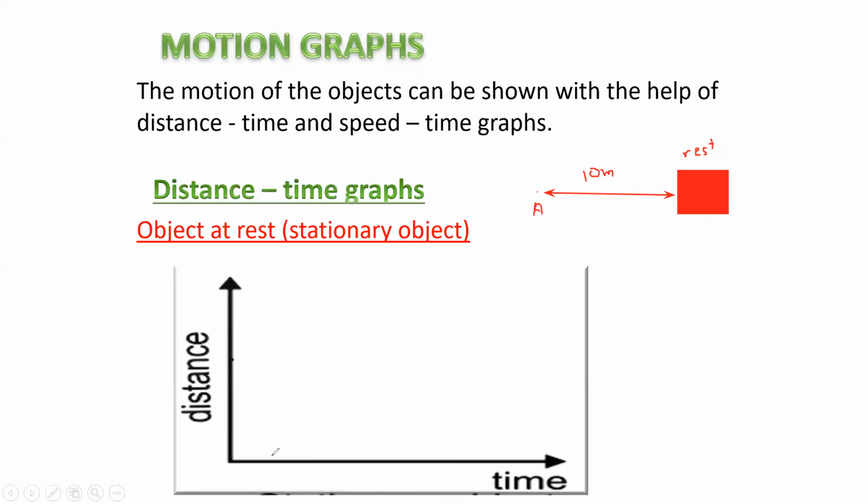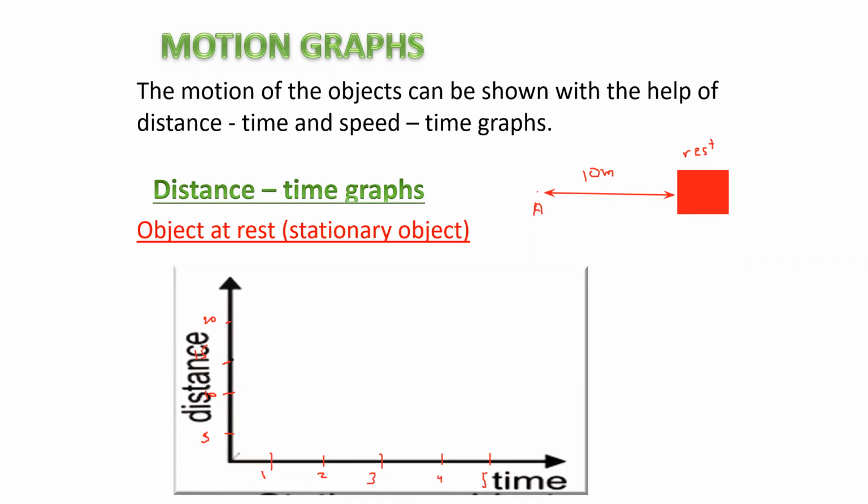On x-axis we have time. So example 1, 2, 3, 4 and 5, and on y-axis we have distance, example 5, 10, 15 and then 20. So in the beginning, at the start of the experiment, this object is at rest, this object is not moving.